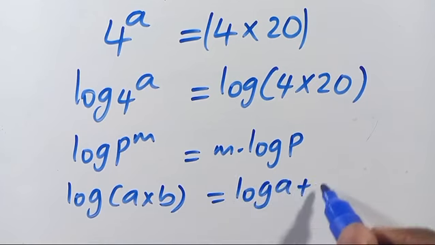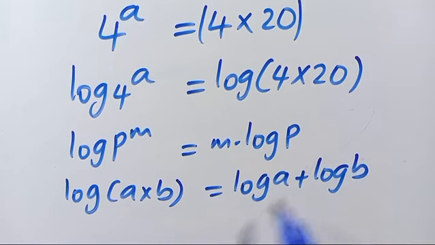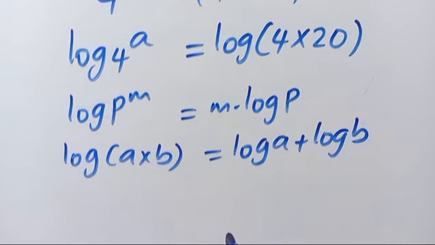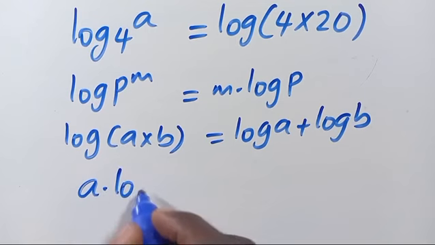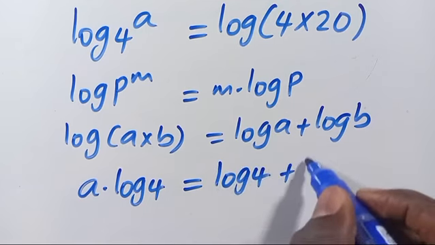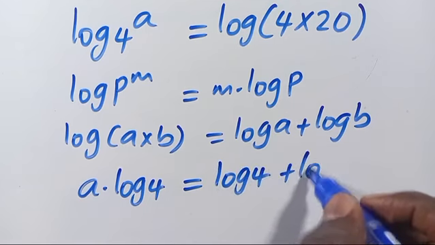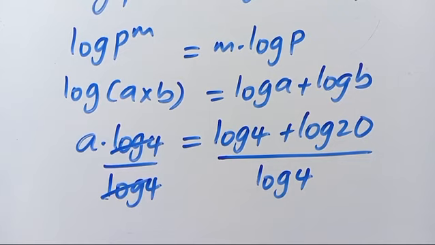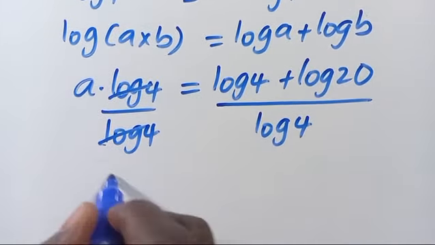So let's apply the power law here and change this product to addition. So here will be a times log 4 equals log 4 plus log 20. Then let's divide through by log 4. When we divide through by log 4, this log divides by this, we have 1 times a. So here a equals log 4 plus log 20 divided by log 4.